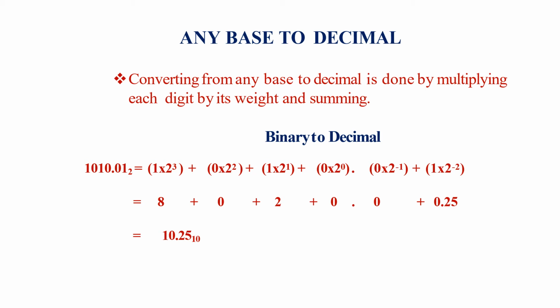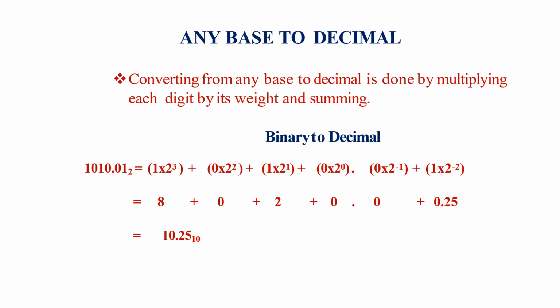So for example, we are going to consider binary to decimal. Say this is a given binary number with integer as well as fractional value. For the integer part, we represent the weights as 2 power 0, 1, 2, 3 and so on. If it is fractional, we represent the weights as 2 power minus 1, 2 power minus 2 and so on. For example, 1010.01 with base 2. This is the given binary, and we have to convert it into decimal.